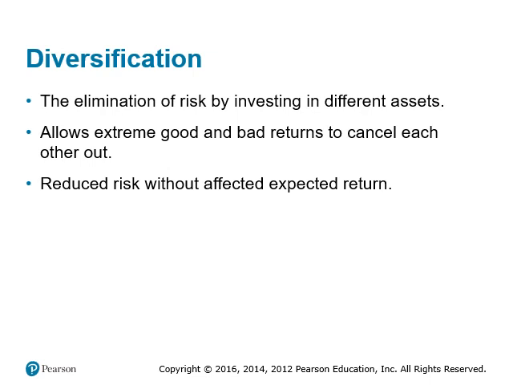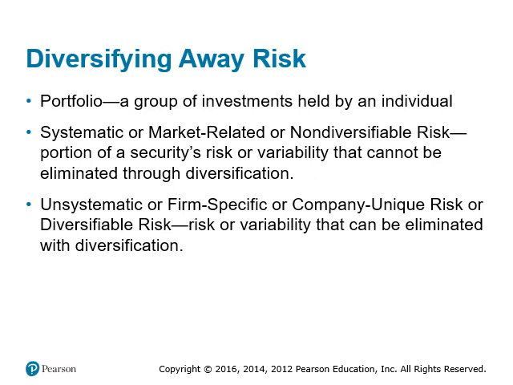So it allows extreme good and bad returns to cancel each other out. At least if A doesn't work out, B should work out. If A and B don't work out, C and D should likely work out. So that is just the implication. The good and bad returns are going to cancel each other at the end of the day, rather than putting all your eggs in one basket. Then there's reduced risk without affecting expected return. By the time you diversify, the risk will be reduced and it may not eventually affect your expected return.